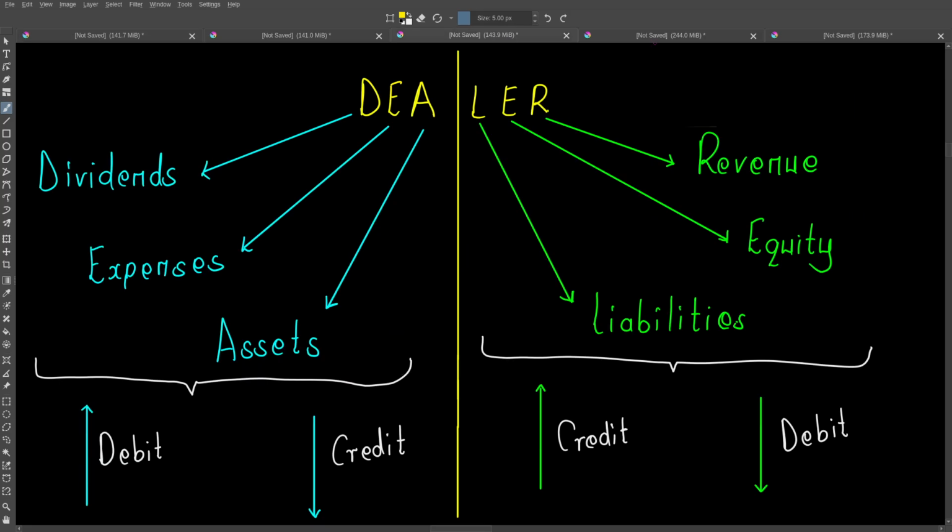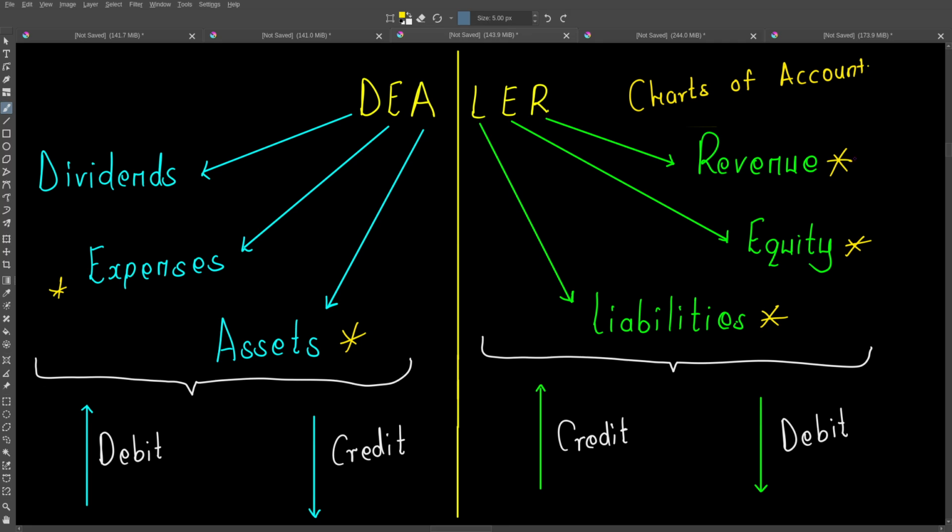First, recall the word DEALER that we used to remember which accounts we debit or credit to increase them, okay? So in every business or organization or firm, they usually have something we refer to as a chart of accounts, okay? This chart of accounts basically lists the accounts that they have depending on the operations of that business, okay? And these accounts are classified as either an expense account, an asset account, a liability account, an equity account, or a revenue account, okay?